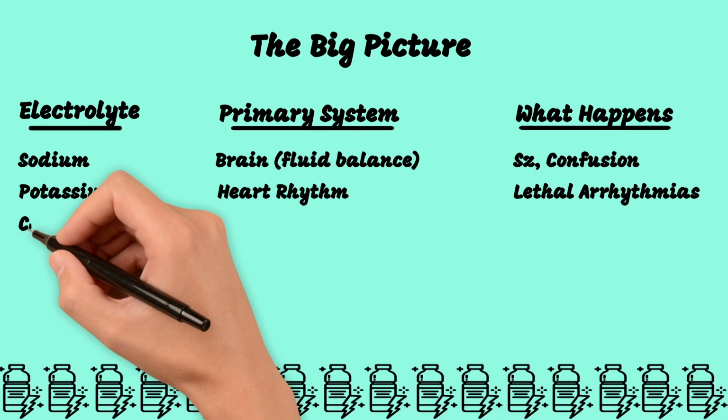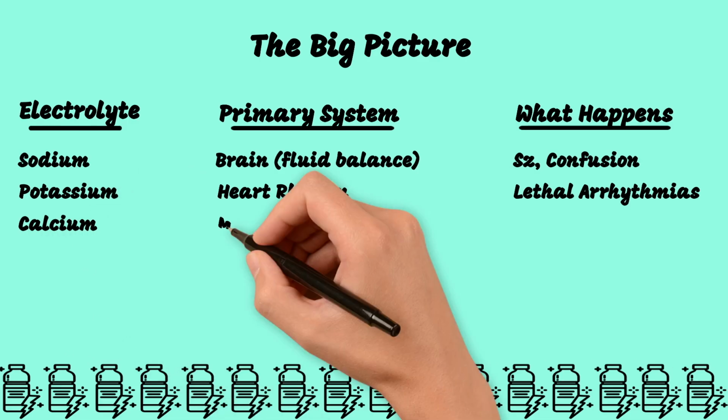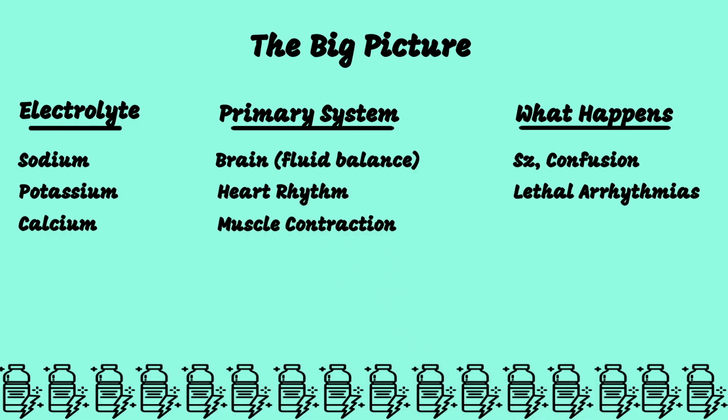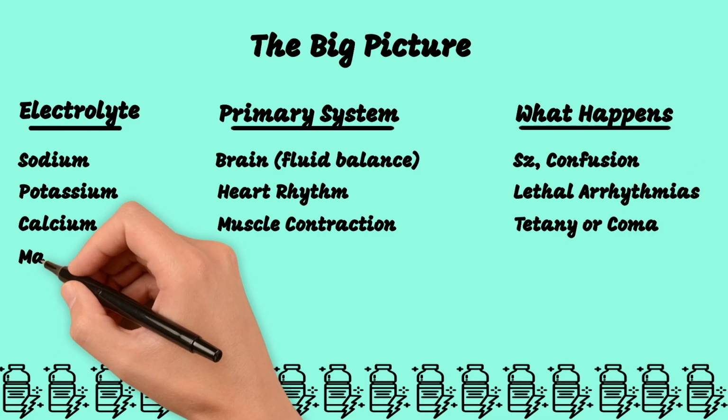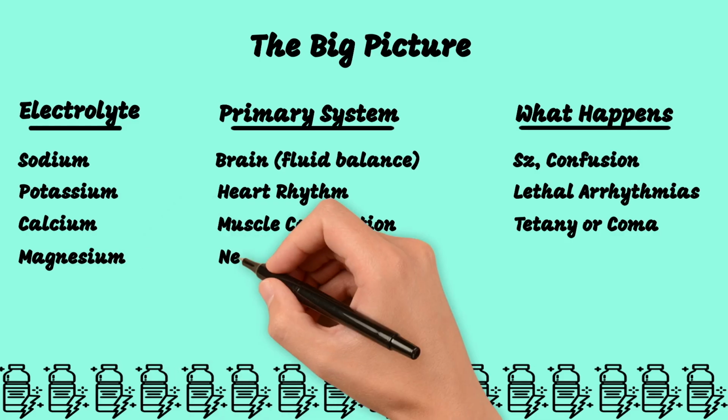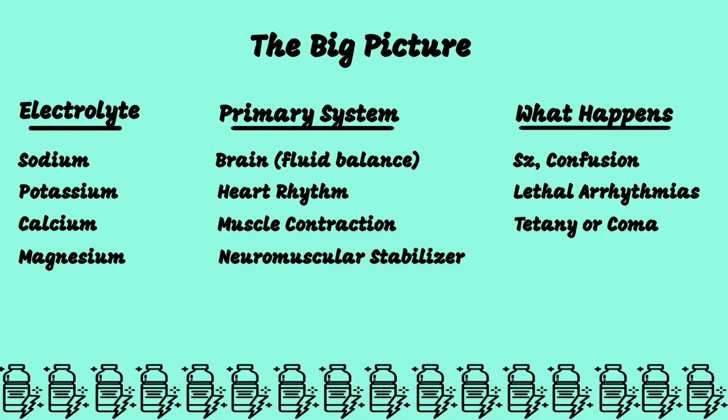Next is calcium. That controls muscle contraction. Remember, we all had to learn about sliding filament theory and anatomy that we also tried to forget. This is where calcium comes into play the most, along with bones. It can cause tetany or coma. Magnesium helps with neuromuscular stabilization and can cause things like torsades or reflex problems.